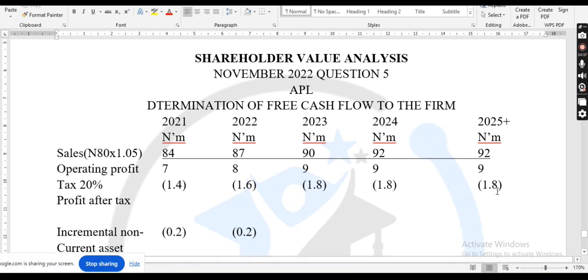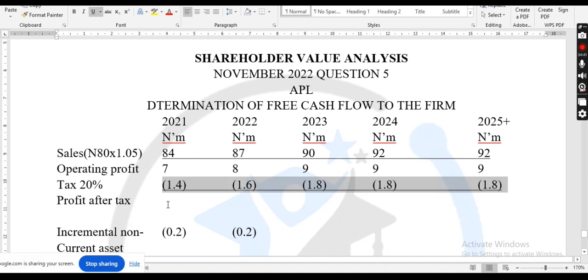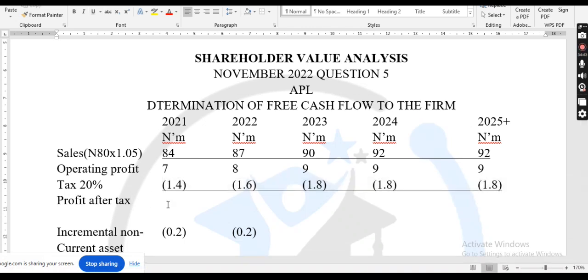What is the profit after tax? Let me see it. 5.6.